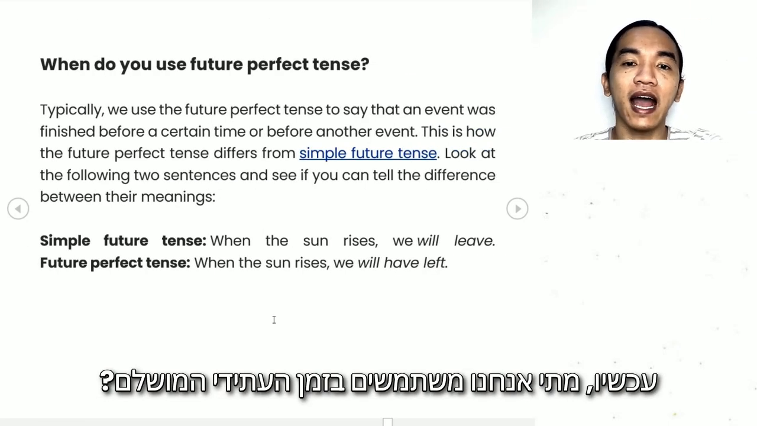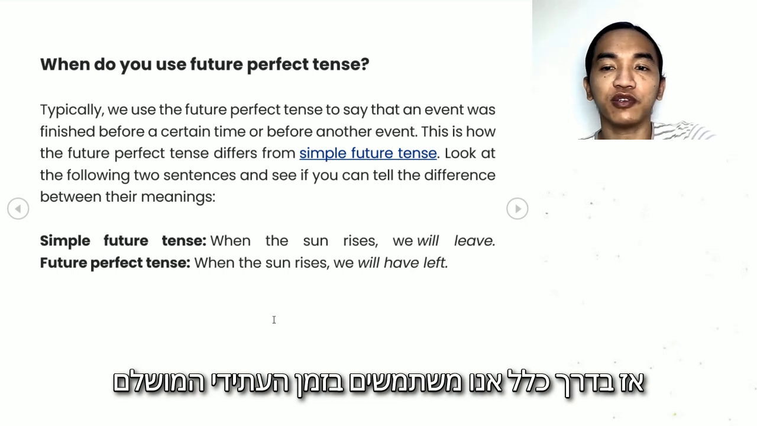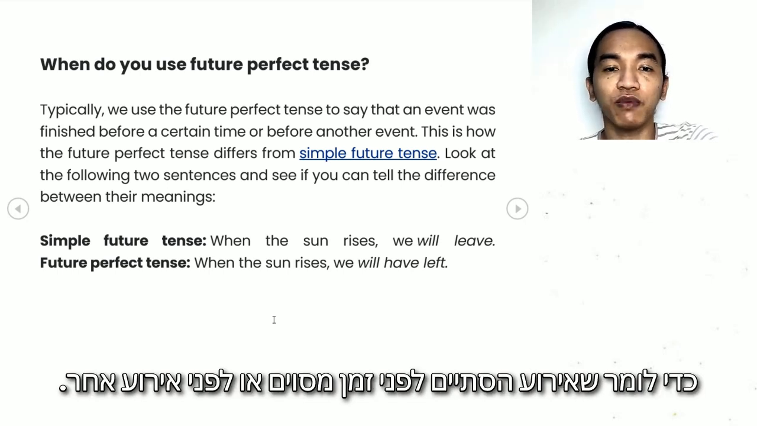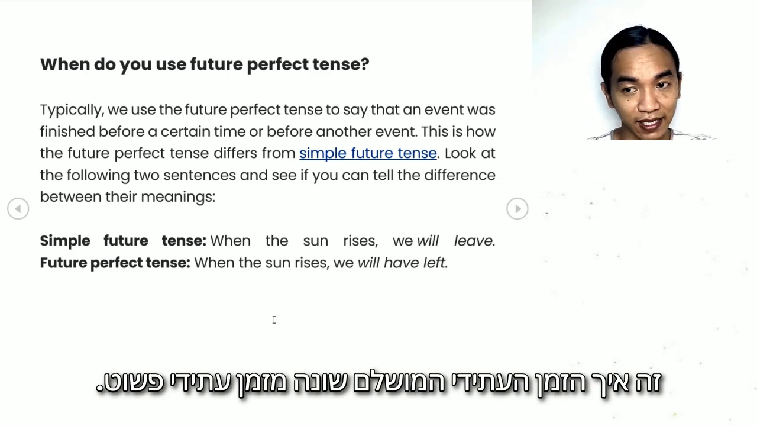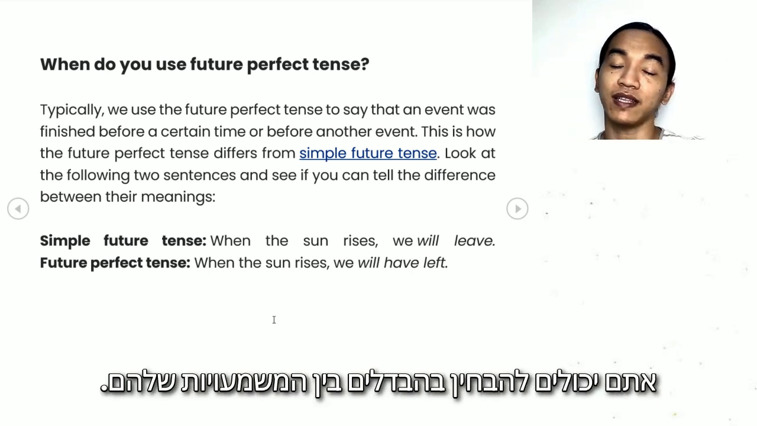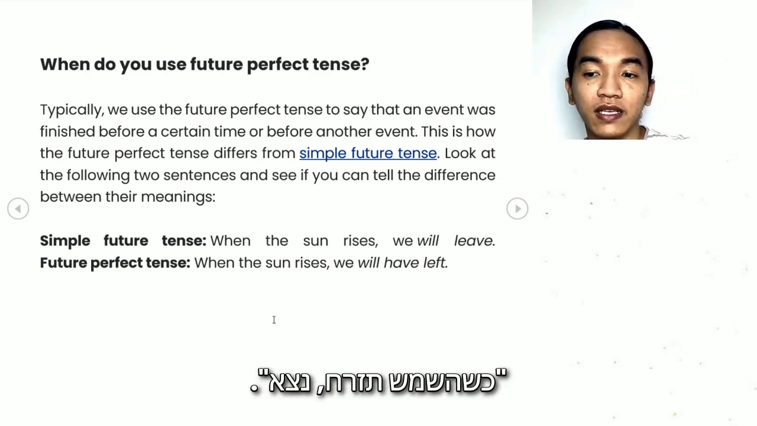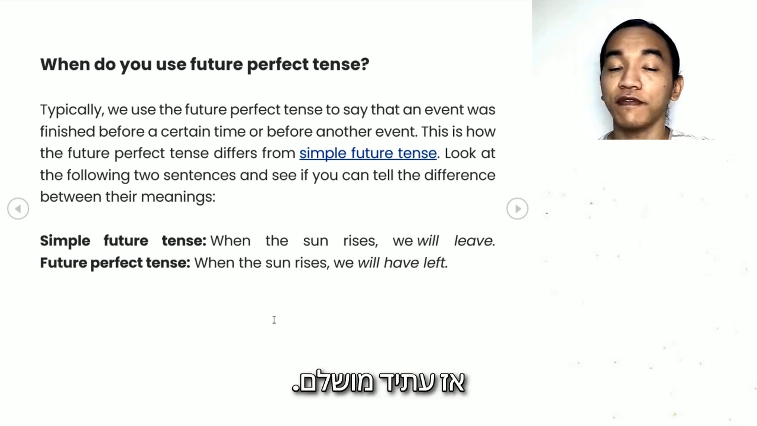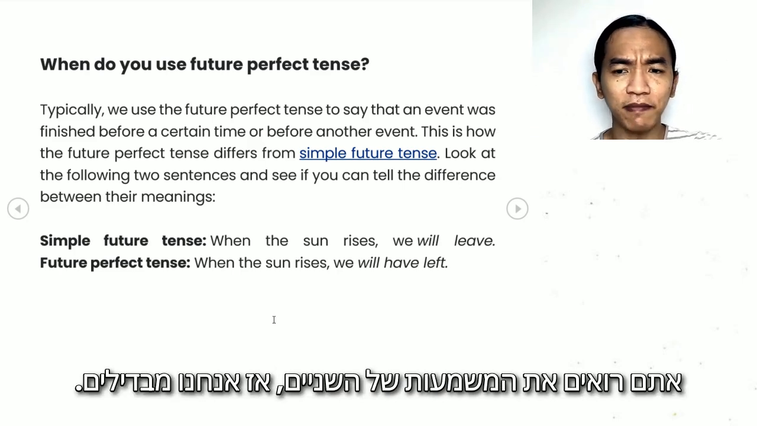All right. Now, when do we use the future perfect tense? So typically, we use the future perfect tense to say that an event was finished before a certain time or before another event. Okay? This is how the future perfect tense differs from the simple future tense. Look at the following two sentences and see if we can tell the differences between their meanings. So, for simple future tense, let's see this one. When the sun rises, we will leave. Okay? So, future perfect, when the sun rises, we will have left. Okay? You see the meaning of the two?